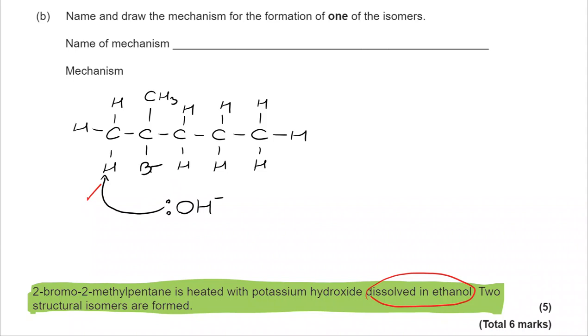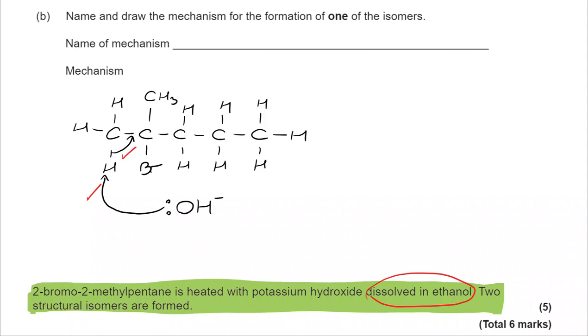So I've got 1 mark for that first arrow, going from the lone pair to the H, acting as a base because it's a proton acceptor. Now that essentially means that the H is forming a bond with the OH minus, and we're going to make H2O. So that means we have electrons here that need to go somewhere. Second mark is for the arrow from the C-H bond to the C-C bond, which is where the double bond will be formed.